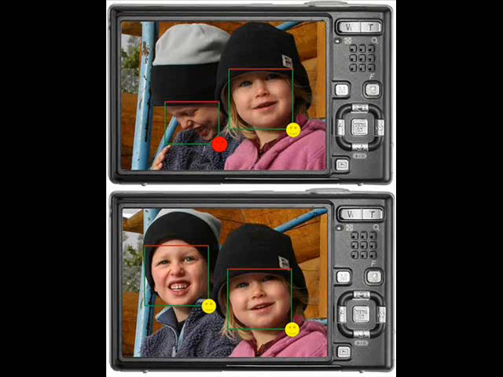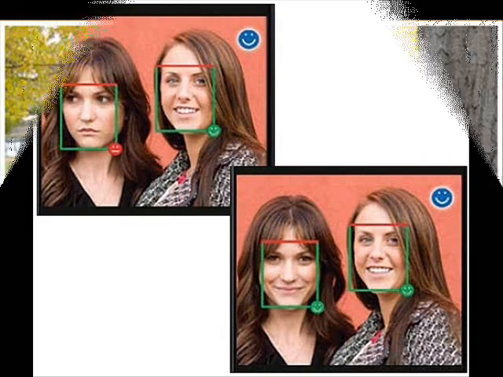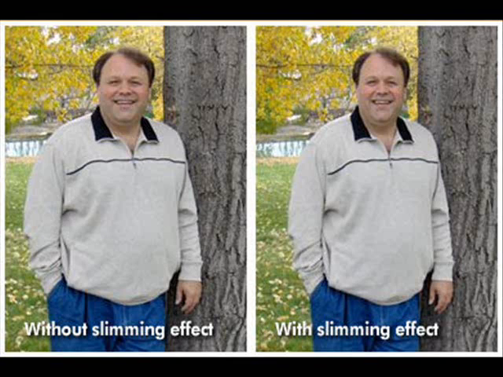Here you can see two cameras. One has a red dot to show that he is not smiling. Some of these cameras are advanced enough to take the picture as soon as everyone smiles. The slimming feature can make it look as if you were 10 pounds thinner instantly. The program does this by slimming the center and widening the outside of the photo to maintain perspective.